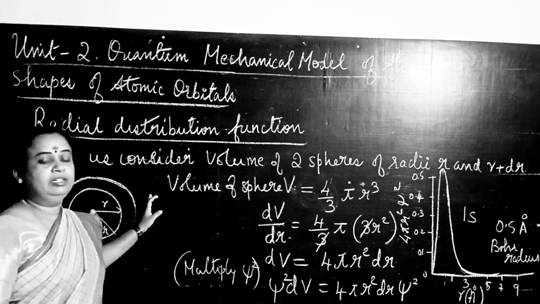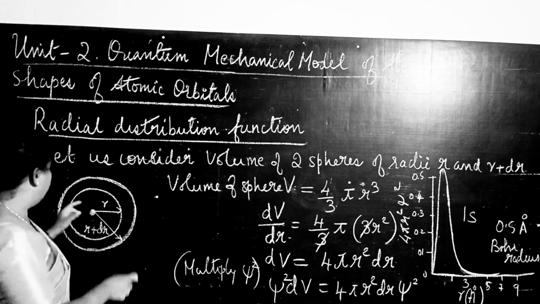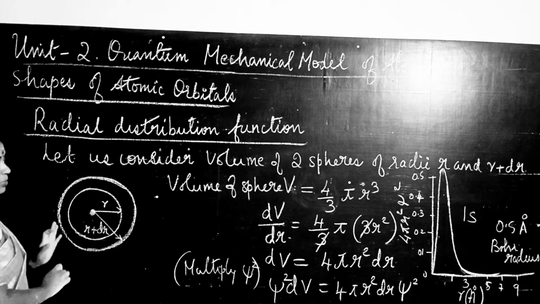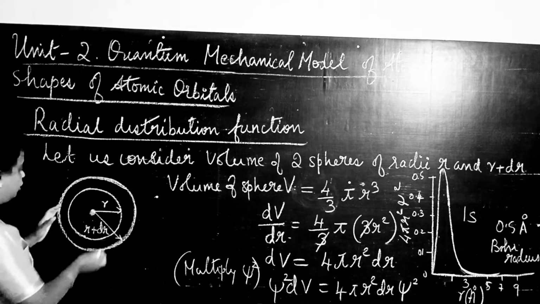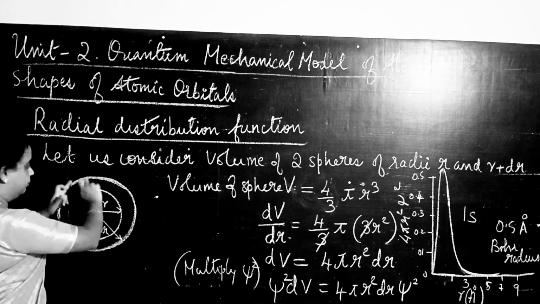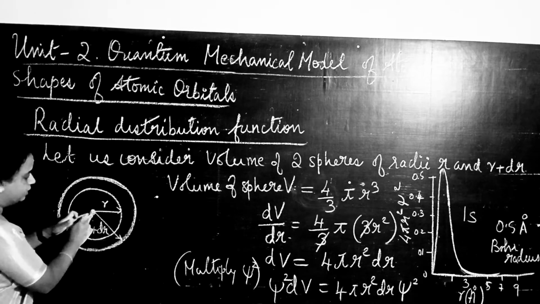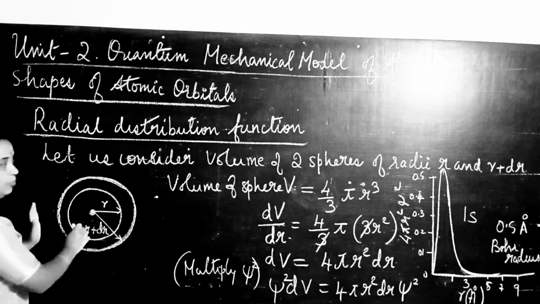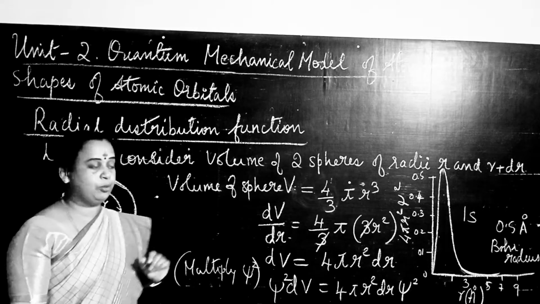Now let us consider the sphere. We can see two spheres, one outer sphere and one inner sphere, and we are considering the volume of these two spheres. The smaller sphere has radius r, and the bigger sphere surrounding the smaller sphere has radius r plus dr from the center. Now we consider the volume of the sphere. The volume of the sphere, we know, is 4 by 3 pi r cube.